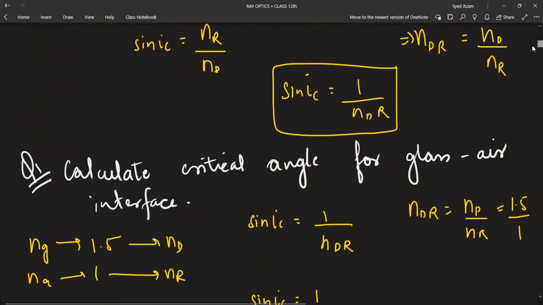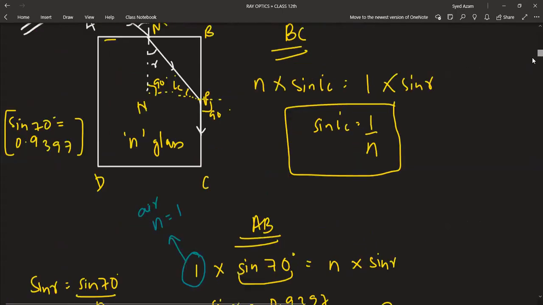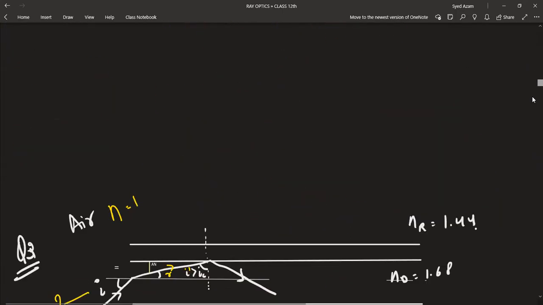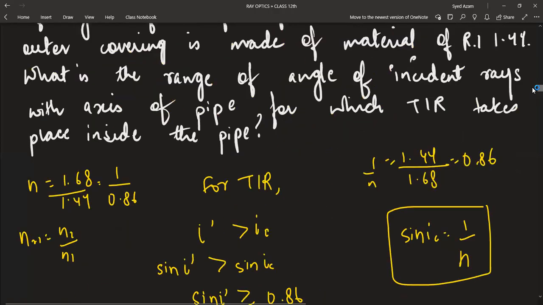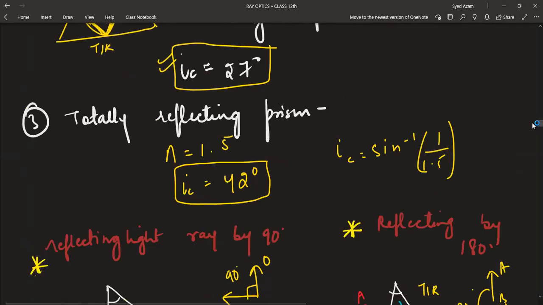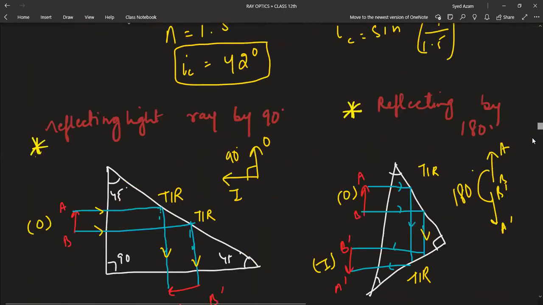So when we apply Snell's law, we get this. Basically nothing different is there, just application of Snell's law. Okay, so these few questions also we have seen from this. And these were the applications of TIR which we have seen.